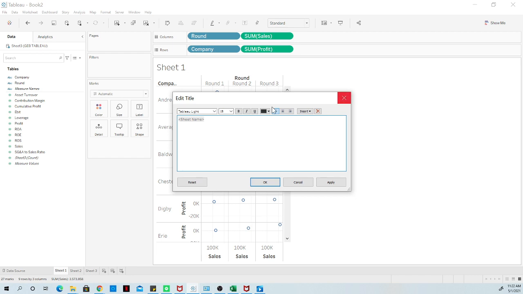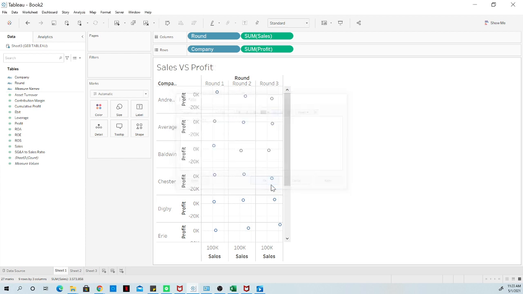And we are going to name this sheet revenue versus profits. Or we can say sales versus profit. All right. So this is revenue versus profit.